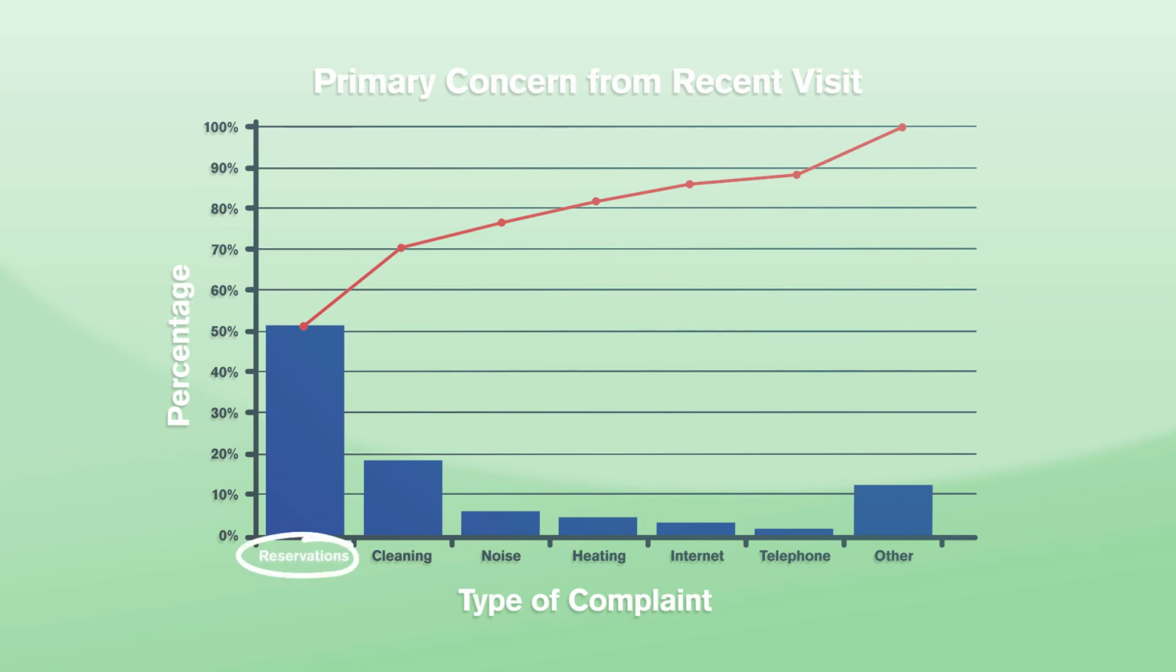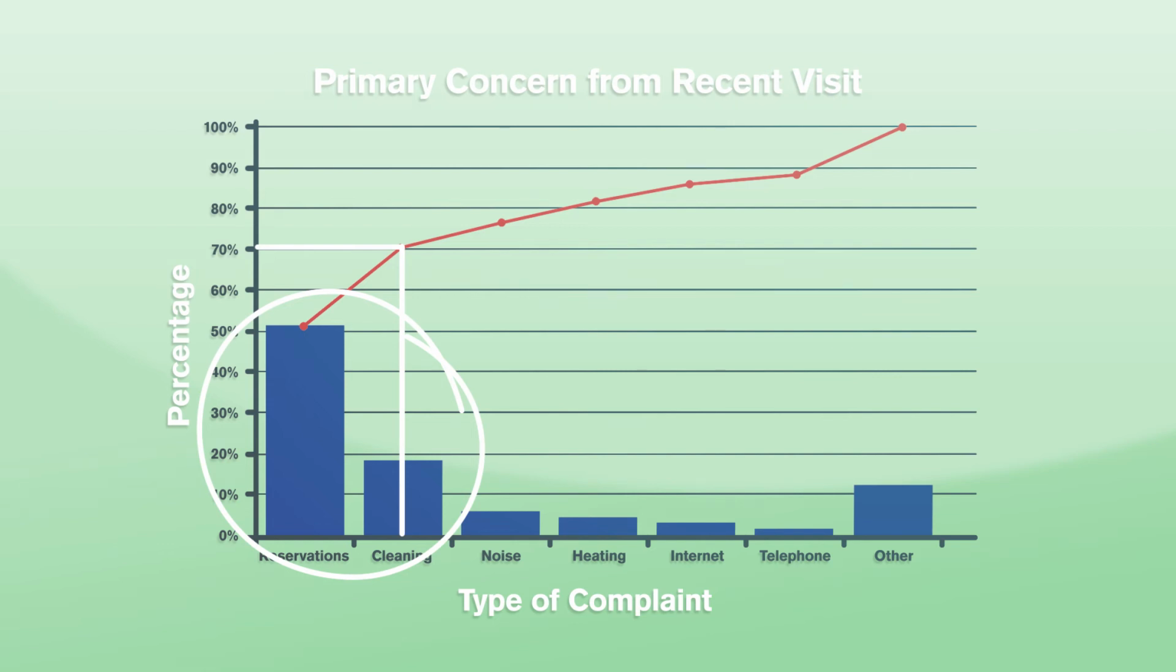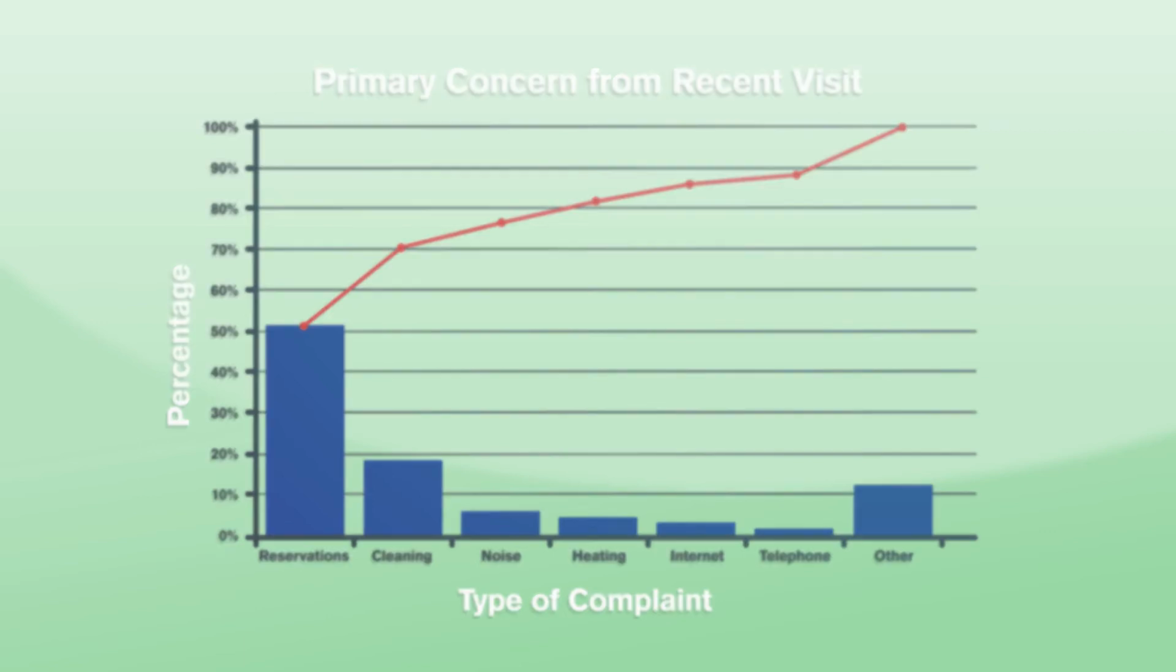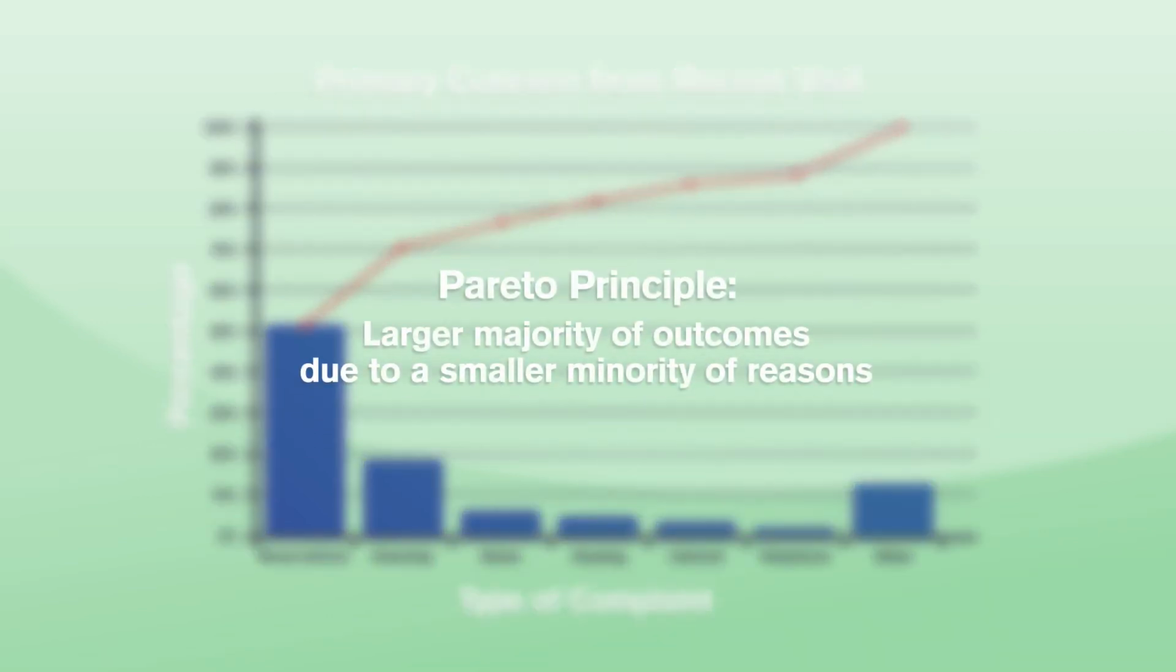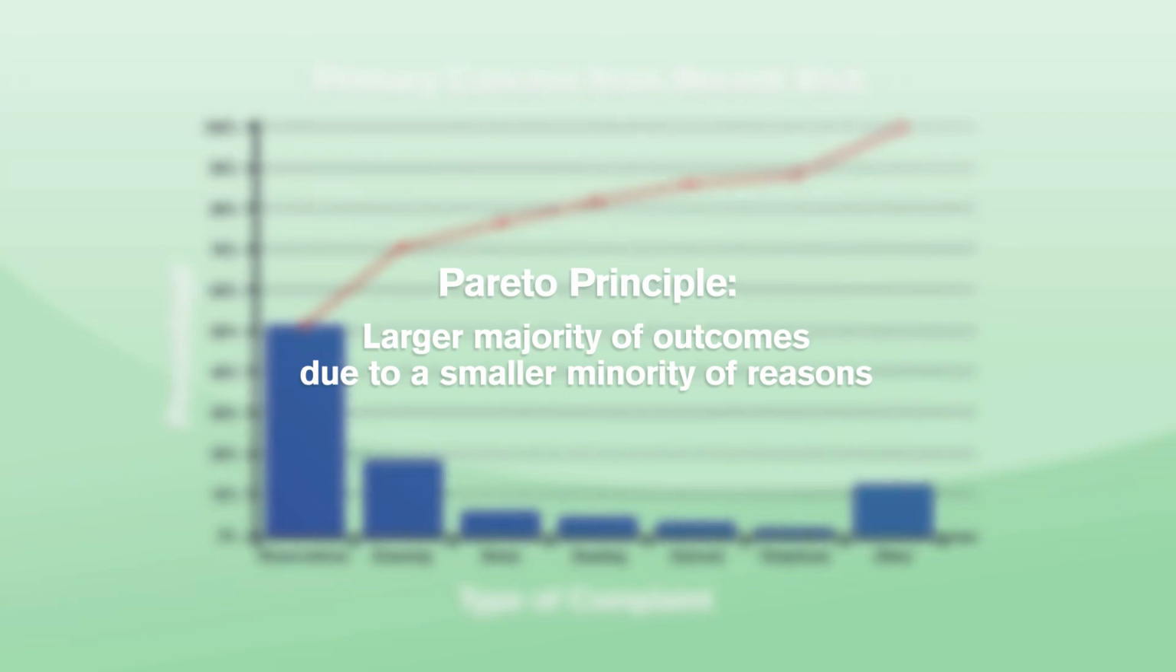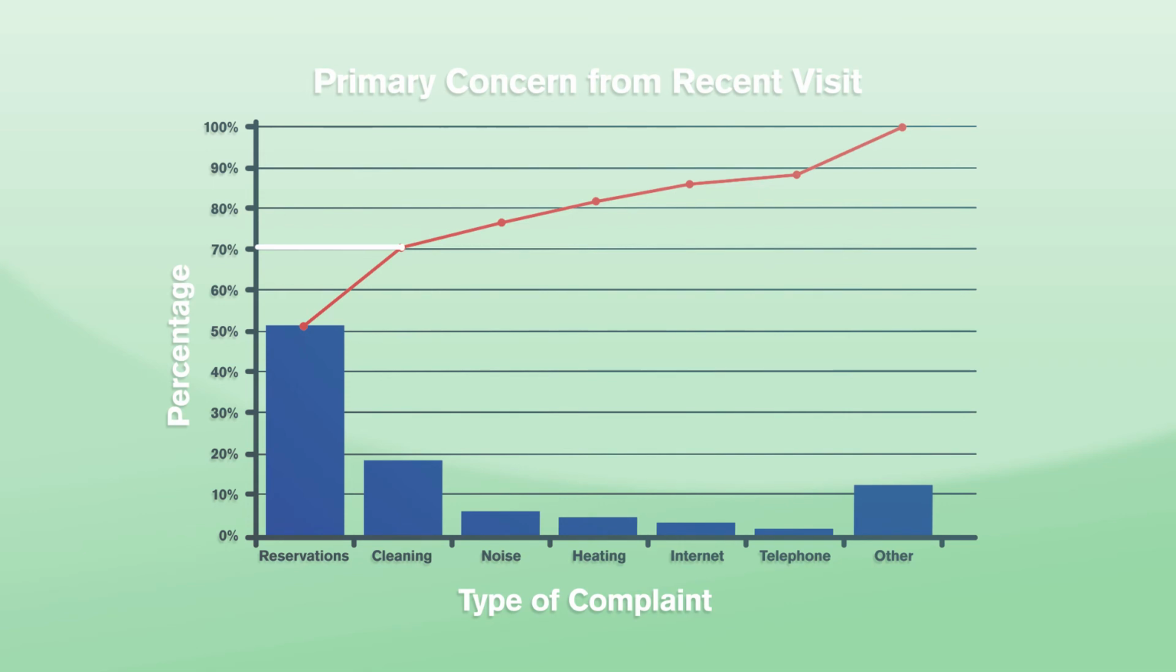The reservation process is a key concern, reported by over half the respondents. Further, over 70% report one of two primary concerns: reservation process and cleaning. These seem priority areas to consider for improvement. The Pareto principle states the larger majority of outcomes are due to a smaller minority of reasons, and is exemplified here. In this case, 70% of responses are due to about 13% or 2 of the 15 or more categories, considering that Other includes at least 9 categories.